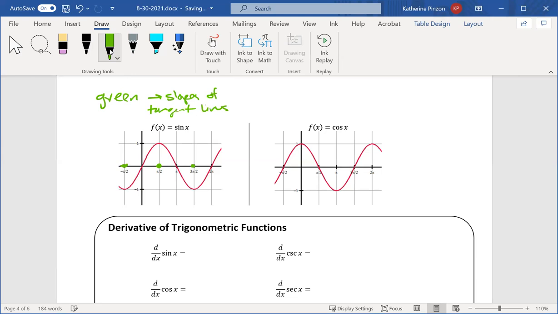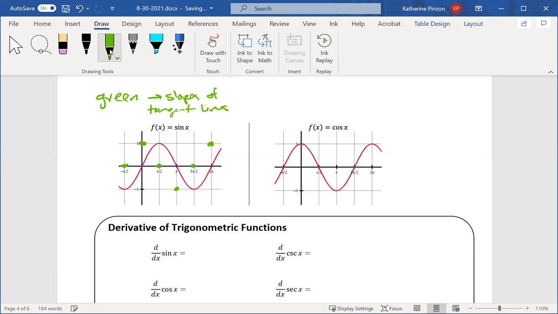Here at x equals 0, what would you say the slope is? What kind of number is it? 1. Yeah, it's a positive number, about 1. How about here at pi? What would you say the slope is at pi? Positive number or negative number? Negative number. Turns out to be about -1, yeah? How about at 2 pi? What's the slope at 2 pi? 1. Yeah, back to 1 again.